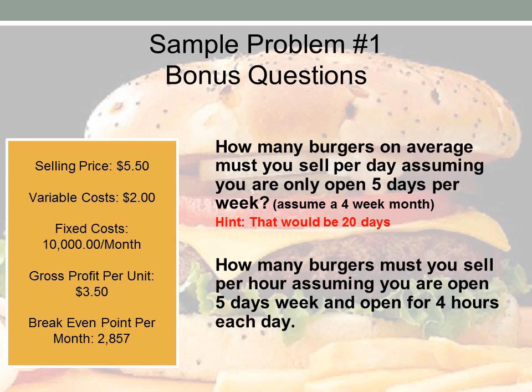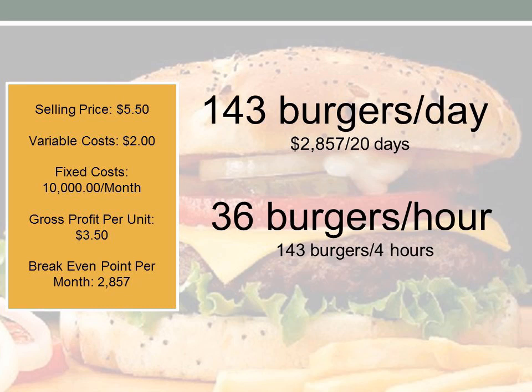So remember, we have our selling price of $5.50, our variable cost of $2, and we're back to our original fixed cost of $10,000 a month. This does not have our desired profit included. And we have our gross profit margin of $3.50 and our break-even point per month at 2,857. So let me just flip back over here. So we actually determined that we have to sell 143 burgers per day. So that's quite a bit. And if you want to go ahead and break that down further into hours, remember we're only open 4 hours a day. That's 36 burgers an hour.